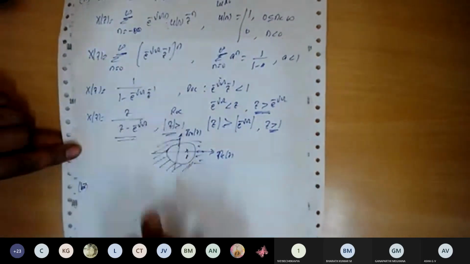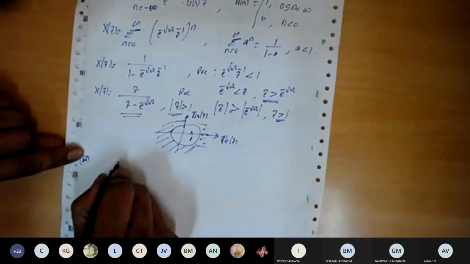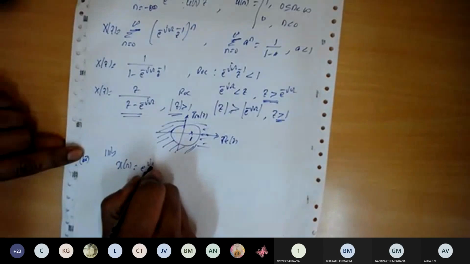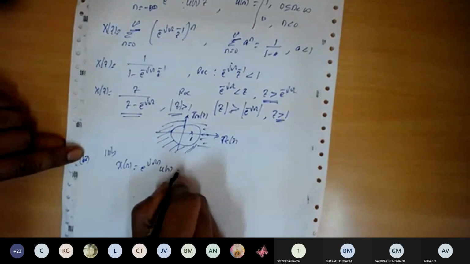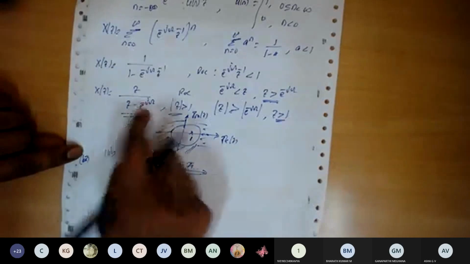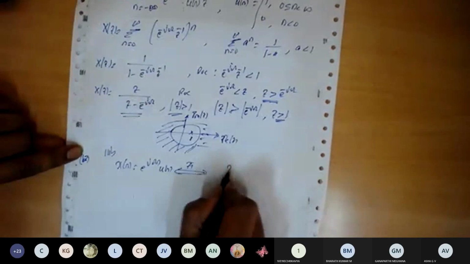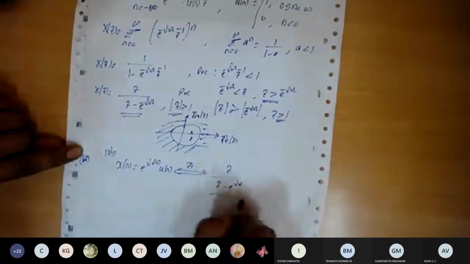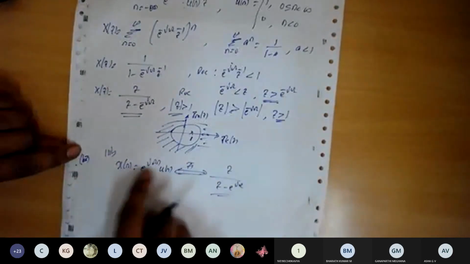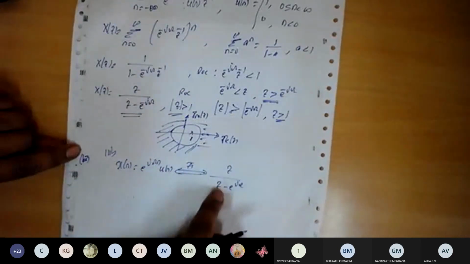So similarly, we can write for the e to the power of plus j omega. We can write x of n is equal to e to the plus j omega n into u of n. If we take the z transform for this one, instead of minus j omega, it will become plus j omega. So z minus e to the power of j omega we will get. So this is the z transform of e to the power plus j omega n into u of n.